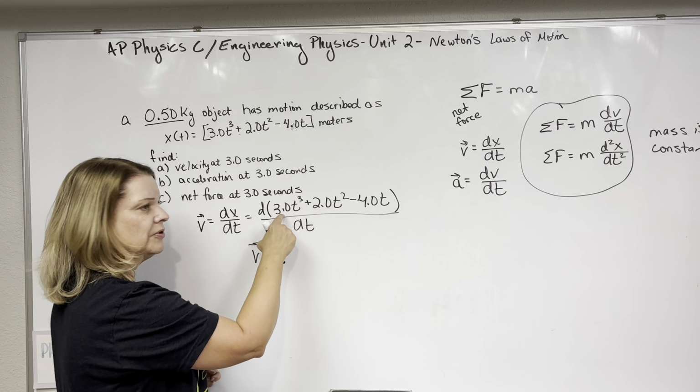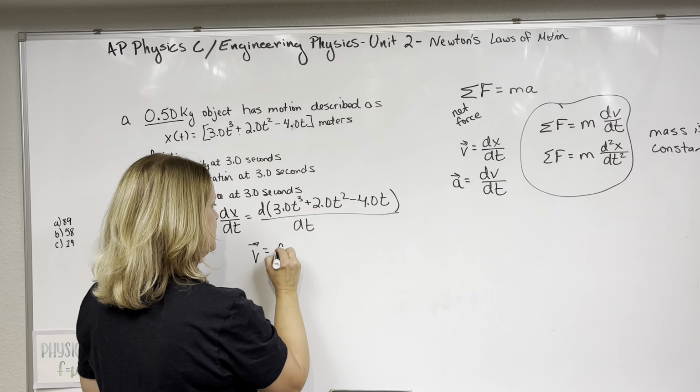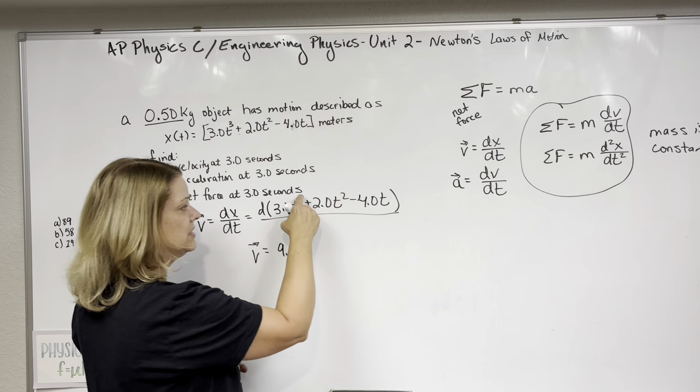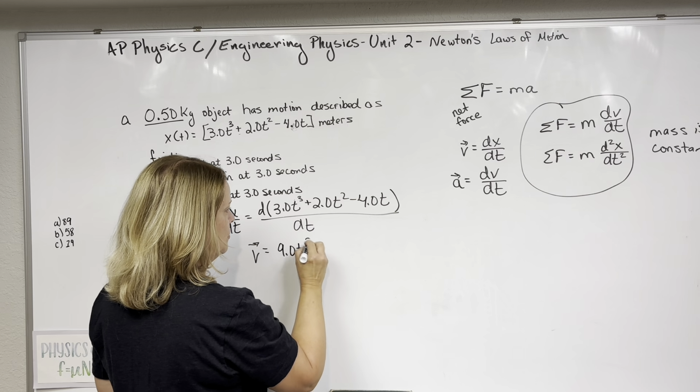Remember, we take that exponent, we bring it down front and multiply it by whatever's already there in front. So 3 times 3 is 9 t, and then we subtract 1 from the current exponent, so that's 3 minus 1, which is 2.